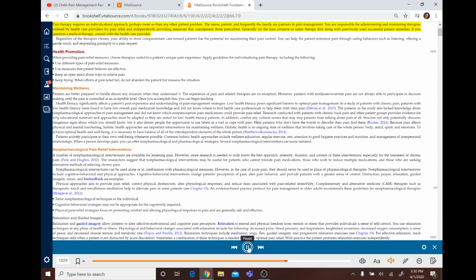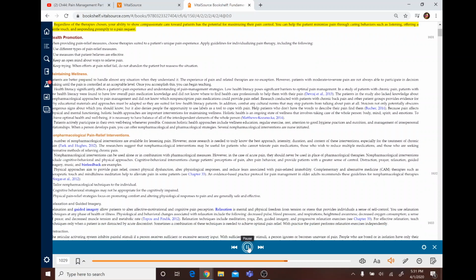Implementation. Pain therapy requires an individualized approach, perhaps more so than any other patient problem. The nurse, patient, and frequently the family are partners in pain management. You are responsible for administering and monitoring therapies ordered by healthcare providers for pain relief and independently providing measures that complement those prescribed. Generally try the least invasive or safest therapy first along with previously used successful patient remedies. If you question a medical therapy, consult with the healthcare provider.